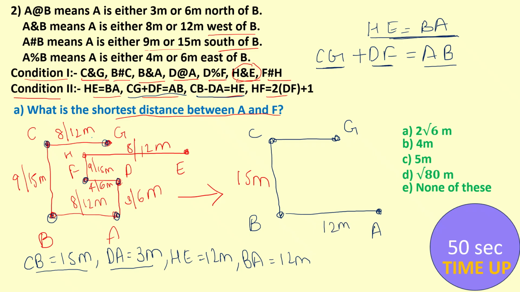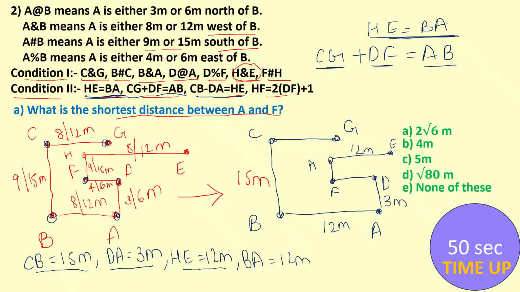Next, you have a diagram like this. I draw the diagram first. F here, then you have H here, and then you have E here. E is here. Then HE, HE also I got as 12 meter, because if this is 12 meter, HE is also 12 meter because they are equal, they have said in the condition given to you. Next, DA. DA distance is also known, that is 3 meter.